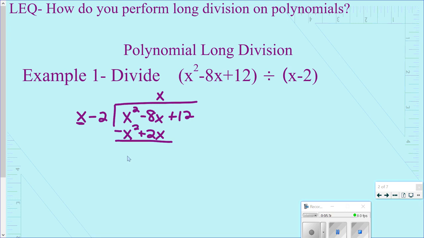The x squareds are gone. Negative 8x plus 2x gives me negative 6x. And then just like we did with the numbers, the next term comes down. So plus 12. Just like we did with the numbers, then we start the division process all over again.